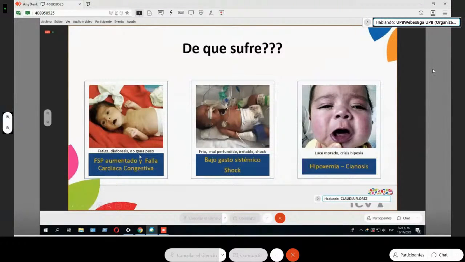And you can diagnose what the problem is. Maybe the kid has a heart deficit, maybe fatigue, or maybe the kid has a low systemic output with shock. Perhaps he's cold, he cannot breathe, he looks poorly perfused, he's in a very poor condition. This kid needs ventilation, or when the kid is bluish. So these three clinical stories require urgency and attention in a priority manner.